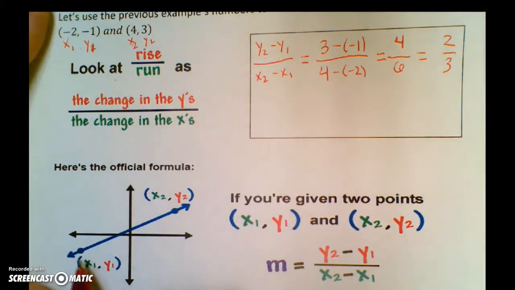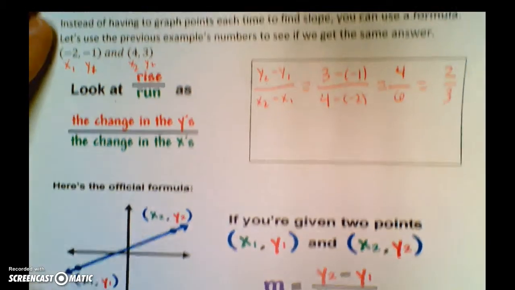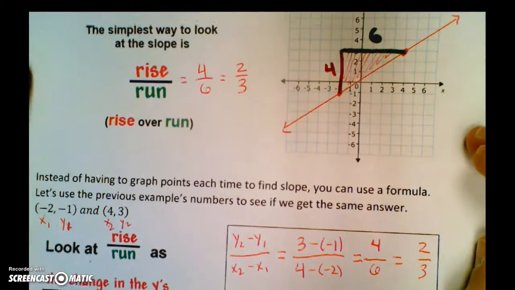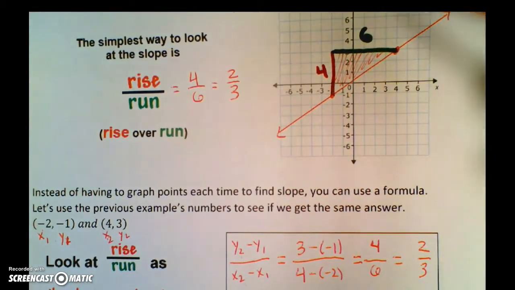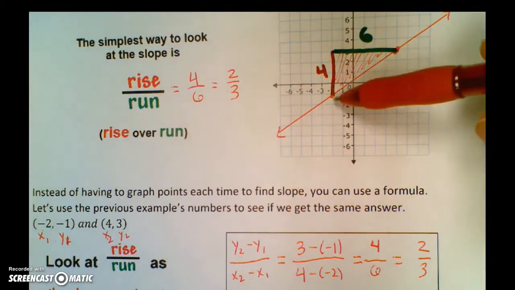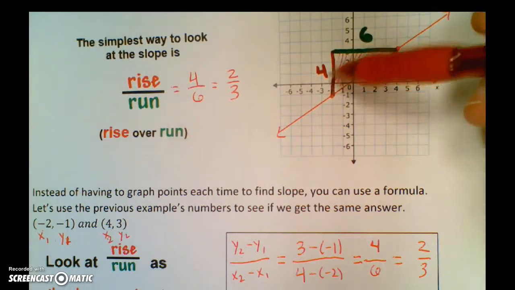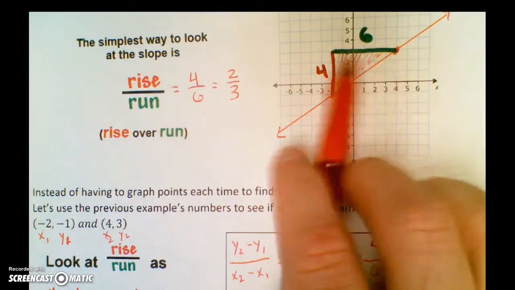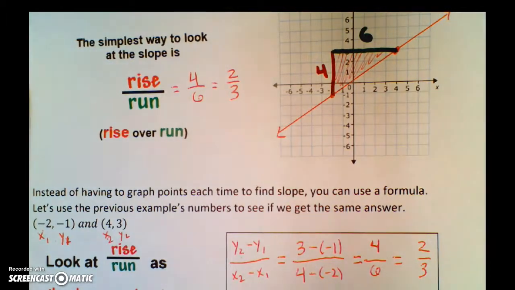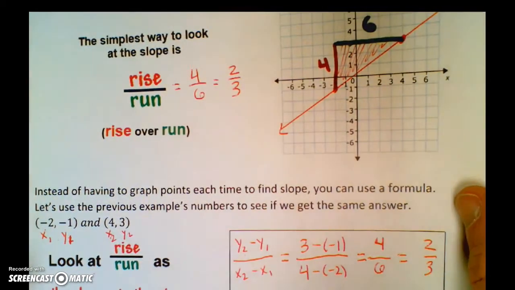If you have a line with 2 points on it, and you're given those 2 points, you label them as x1, y1, x2, y2, and then do the change in y's over the change in x's. Because really that's all you were doing when we did the rise over run up here, when you were counting. You were looking at the difference between this y value and this y value, which was 4, and then the difference in the x values, which was 6. We're going to use that now to help us with our parallel line stuff.